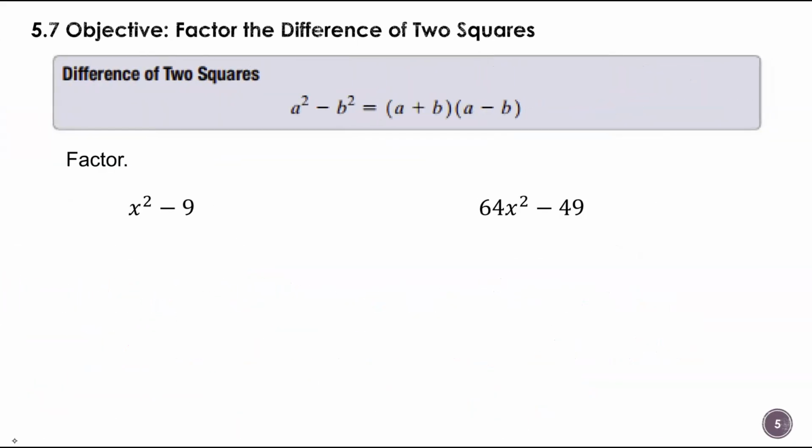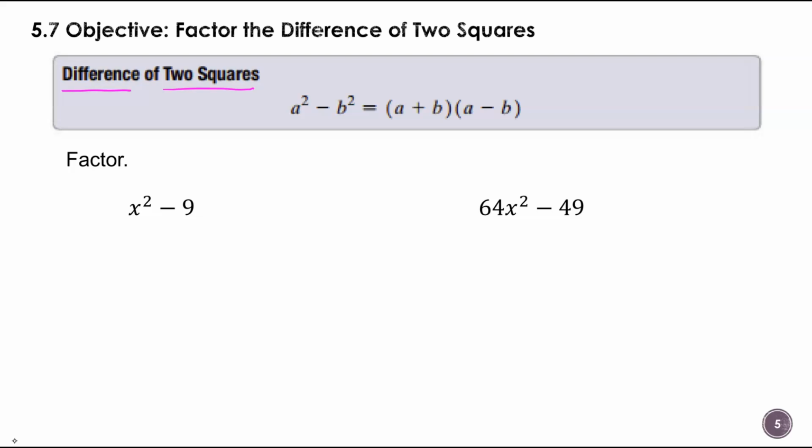Let's see what's next. And we have the difference of two squares. Now we also talked about this when we multiplied. And so we're kind of going backward from what we did when we multiplied. This one is a little simpler. Also notice it has to be a difference of two squares, right?